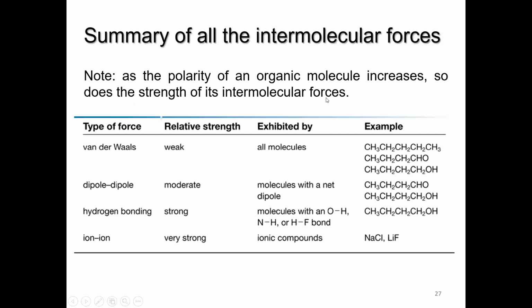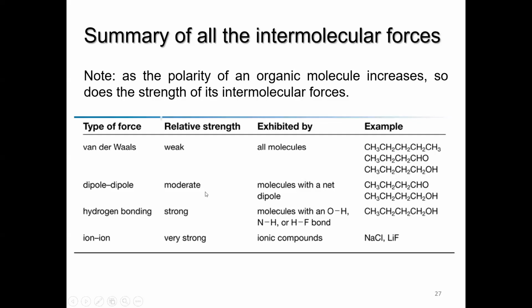So in summary, the different types of intermolecular forces and their strength are illustrated in the table, as you can see. The van der Waals force is a type of intermolecular force. It's weak, and all molecules exhibit this. There will just be a dipole between the negative end and the positive end of atoms in the molecule. Then the dipole has a moderate strength, and it occurs in molecules that have a net dipole, like acetone, ethanol, carboxylic acid, and the likes.